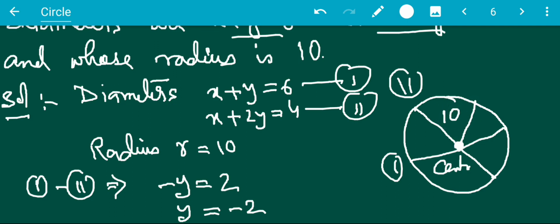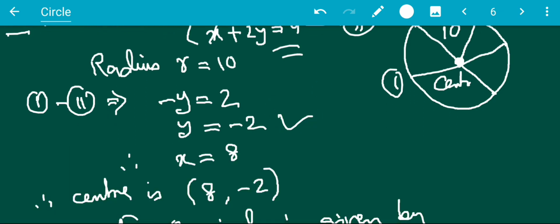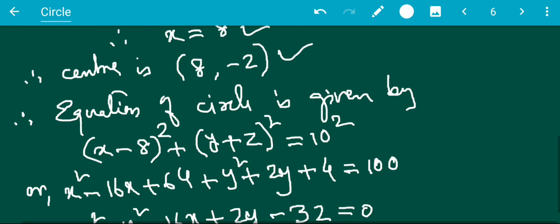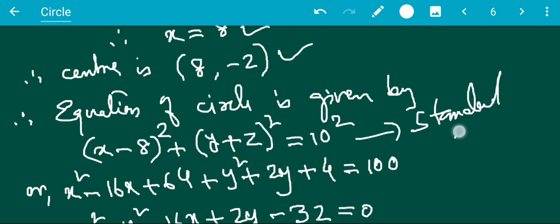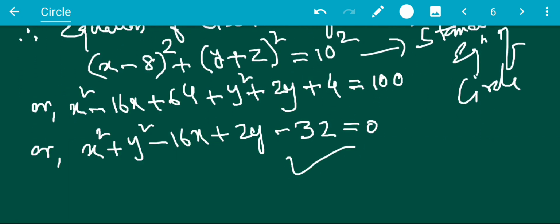So first we solve this equation. It is clear that subtracting 1 and 2, x gets cancelled, and you will get the value of y. So y is minus 2, and then putting the value of y in any one of the equations, you will get x equal to 8. So what is the center? 8 comma minus 2. You have the radius, you have the center, so you can apply the standard equation of circle. Okay. So on putting the center and radius in the standard equation of circle and simplifying, you will get this, which is the equation of circle.